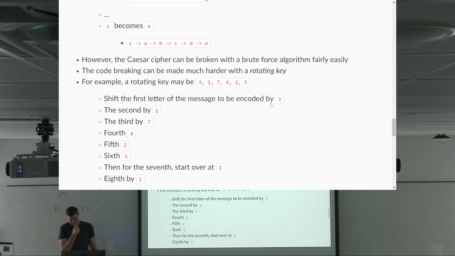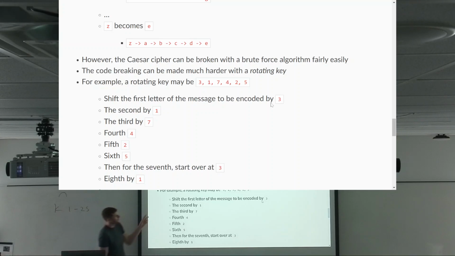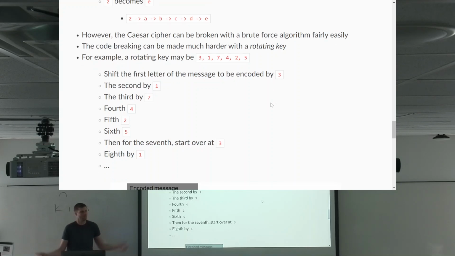Absolutely. So the idea here would be, if this is my rotating cipher, I have 3, 1, 7, 4, 2, 5. It's entirely arbitrary, picked out of thin air, it doesn't really matter. So first, we take the first letter and shift it by 3, then the next one by 1, the third by 7, the fourth by 4, fifth by 2, sixth by 5. But then, we're out. Well, we just repeat the process. Simple as that. That's all we do. All right?